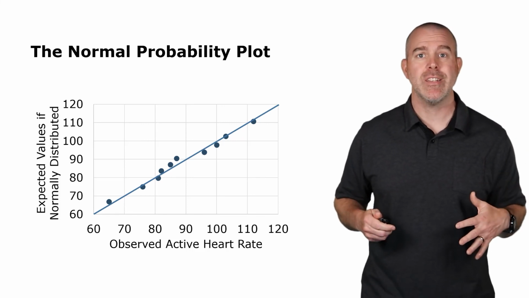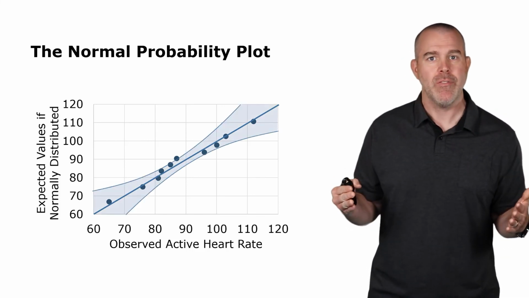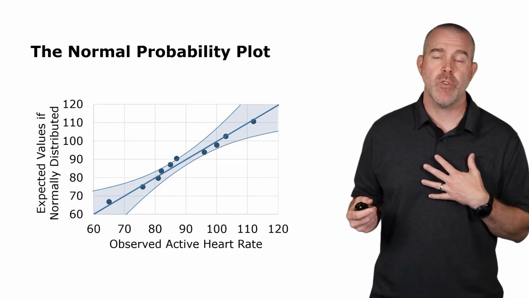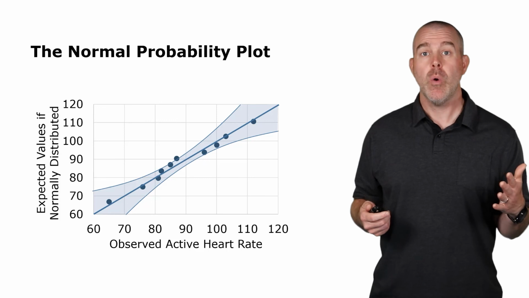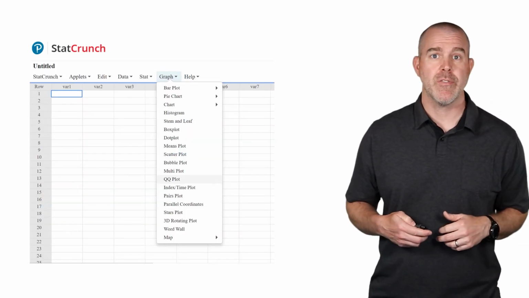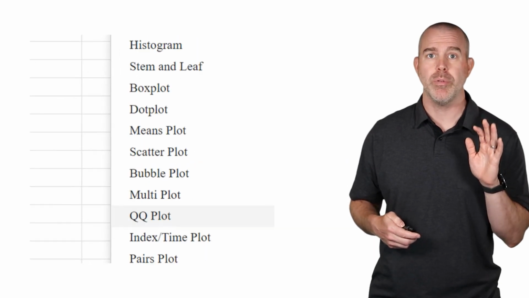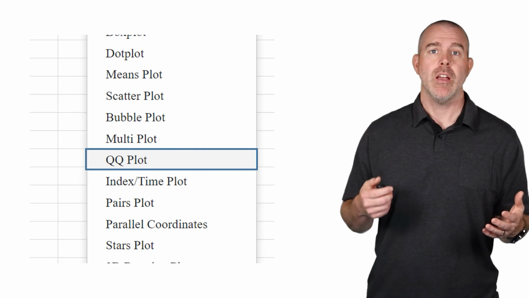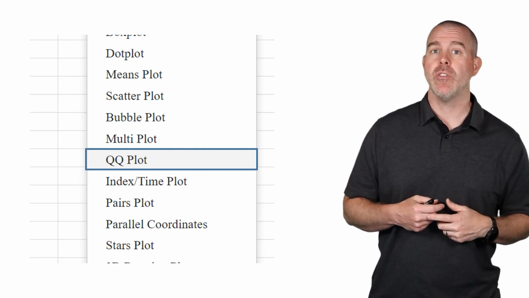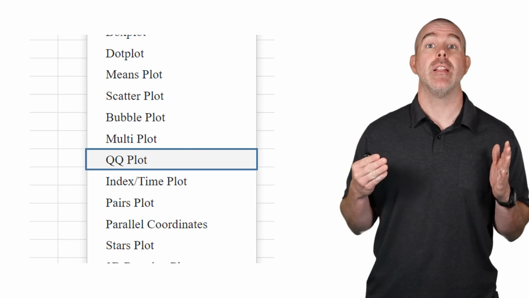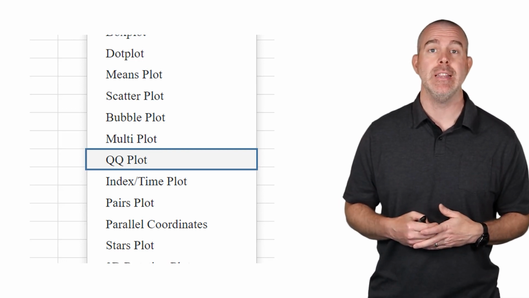Some programs actually add a band, like a confidence band, where as long as you're within that band, it's okay. StatCrunch, unfortunately, does not, but there is a quick way to get this graph in StatCrunch. There's a specific graph set aside for this, and it's called the QQ plot. You have to go down the list, QQ plot. That's the plot that compares the expected x values with the actual x values from the data. And again, what you're looking for here is a line. You're looking for this to be fairly linear.